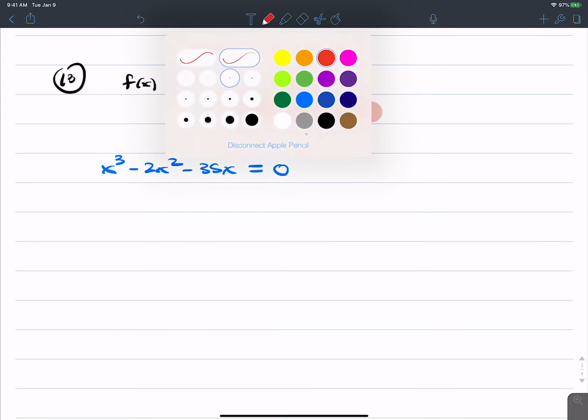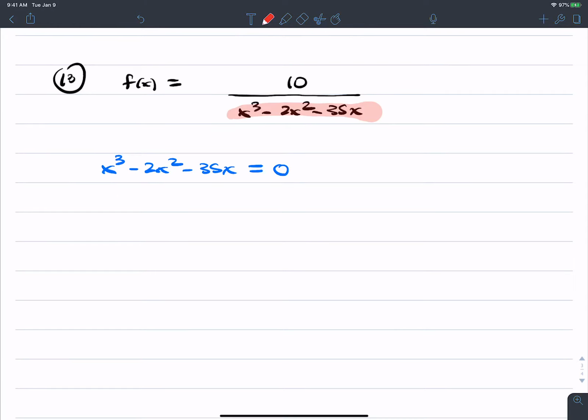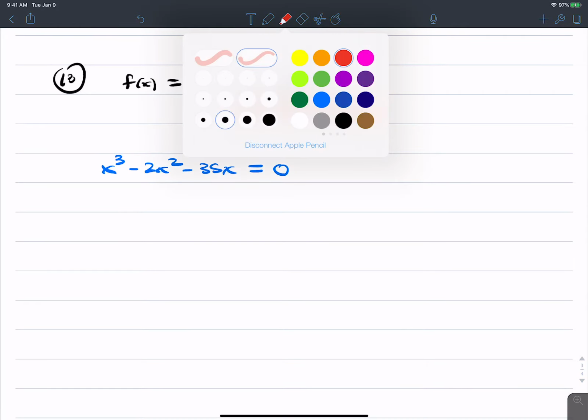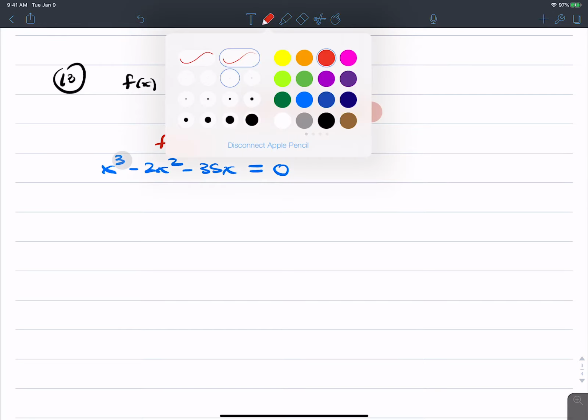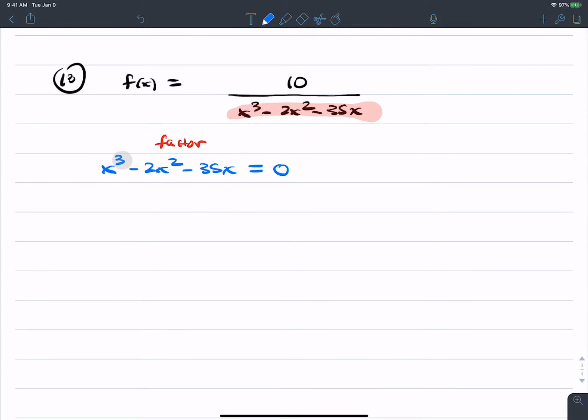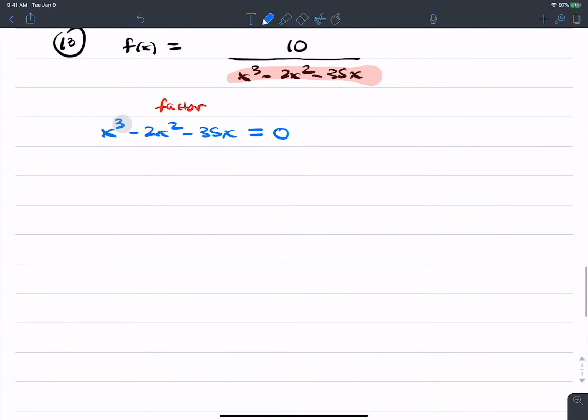And again, at this point, we don't have a quadratic. We have the highest power here not being 2, we have the highest power being 3. So we're going to factor, and by that we mean factor out the greatest common factor. The greatest common factor of x cubed, 2x squared, and 35x will be x, and now I need my quotient, x squared minus 2x minus 35, and this equals 0.